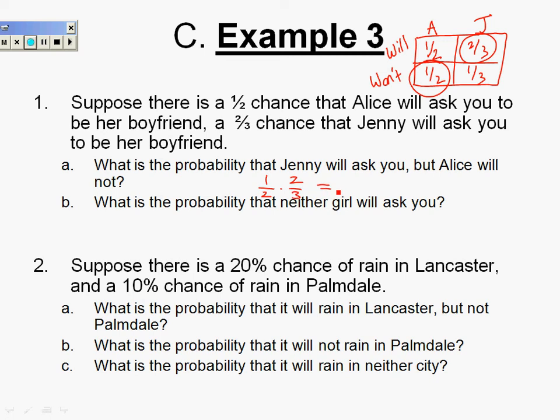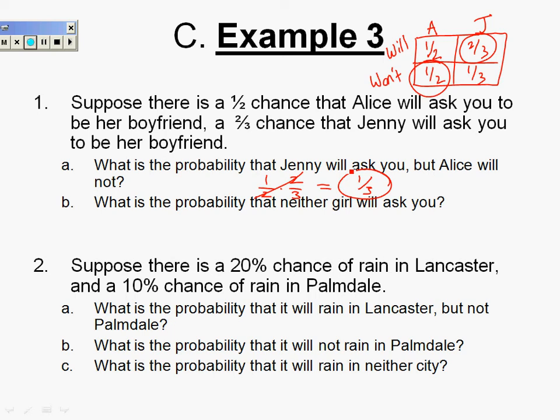And so what you're going to get is 2/6 or 1/3. You can also reduce before you begin, like these 2's. Just cross them out. Doesn't matter how you reduce. But there's a 1 in 3 chance that that'll happen. Okay, let's go ahead and take a look at Part B.